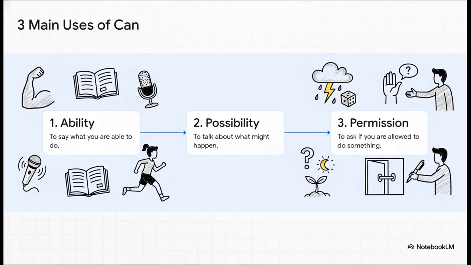So what does can actually do? Well, it pretty much has three main jobs. First up, it talks about ability. That's what you're able to do, right? Like, I can speak English. Second, it covers possibility, things that might happen. For example, it can be very cold in winter. And third, we use it all the time to ask for permission, like, can I use your pen? Ability, possibility, and permission. That's the whole shebang.